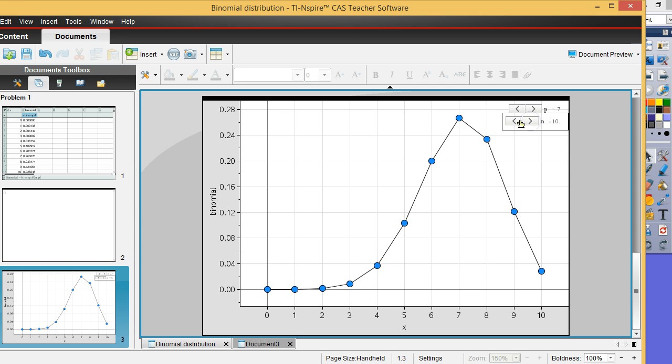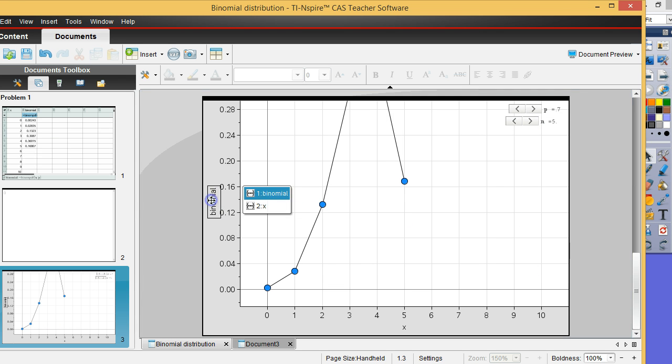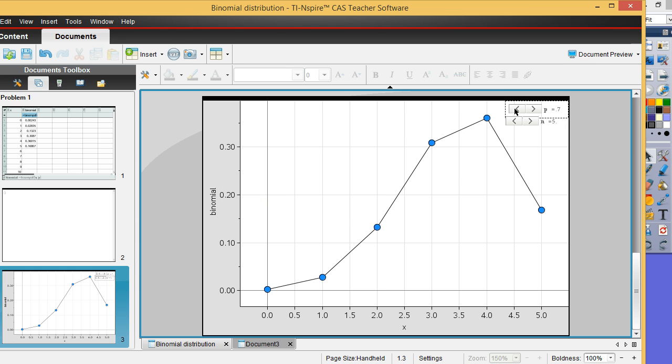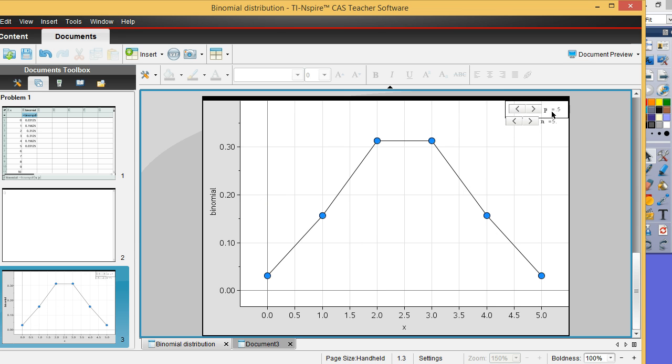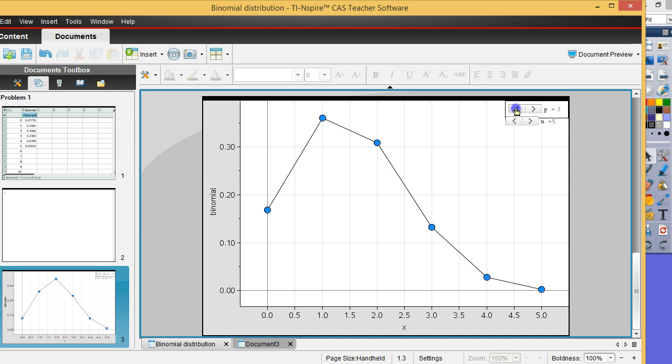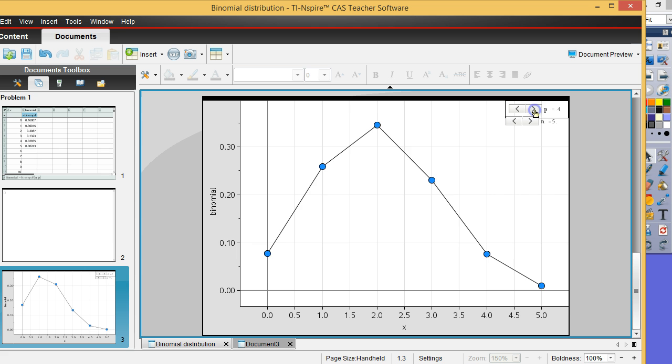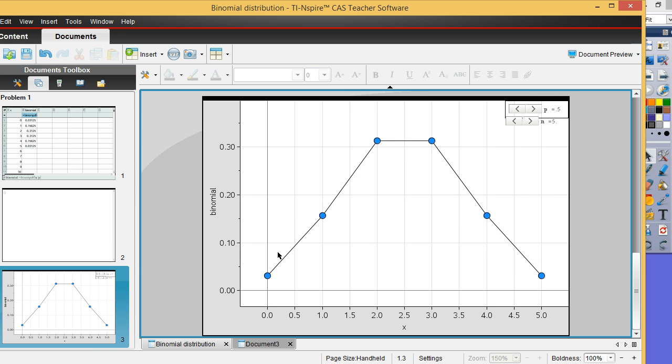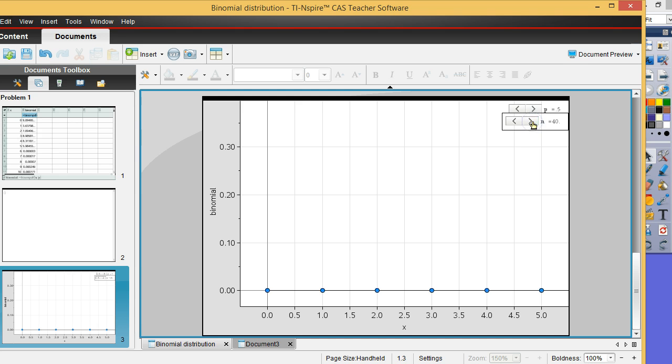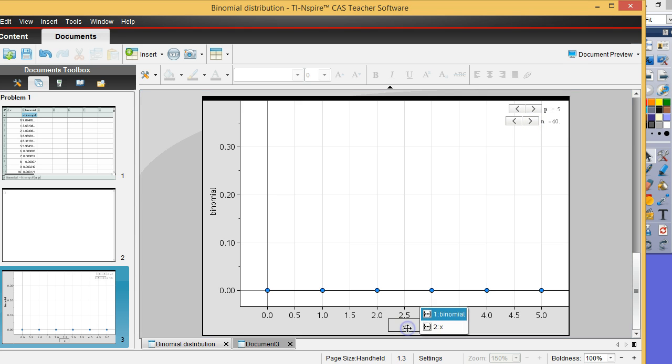And as I change my variables, so let's start low, maybe n equals 5, and as I change my probability from 0.7 down to 0.5, 0.4, 0.3, you can see the general trend on how that changes for different values of x. Being discrete numbers, 0, 1, 2, 3, and so on. Let's increase the value of n and see what happens, what it looks like now with larger number of trials.